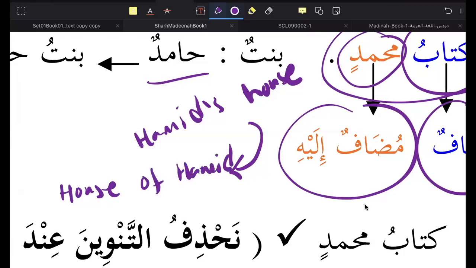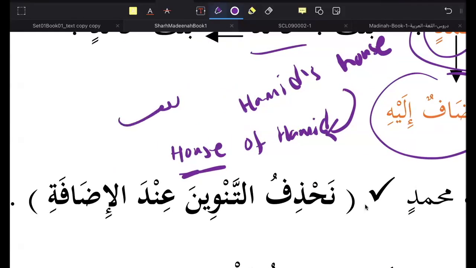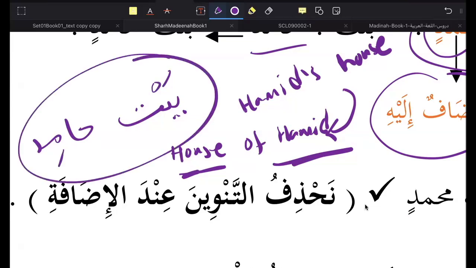Why do you want to do this? Once you do this, the translation becomes easy. What is the first word? The first word is house, so you say bait. What is the second word? The second word is Hamid, so you say Hamid, you're done. Bait Hamid, you're done. This is an absolutely proper idafa construction.